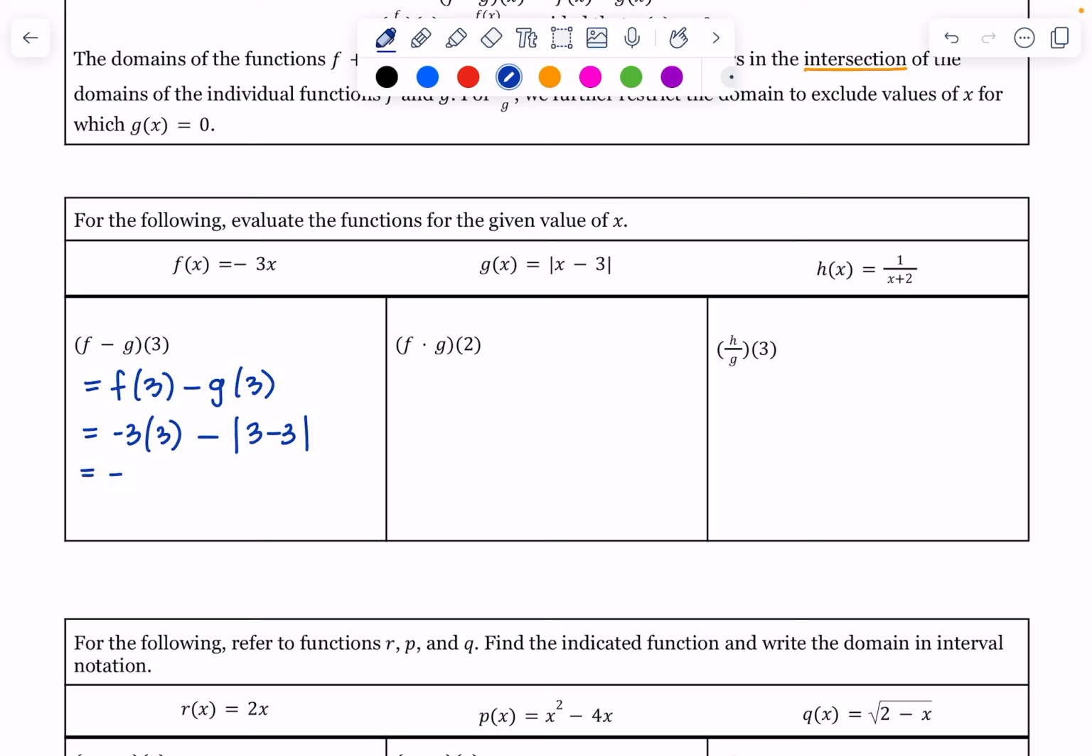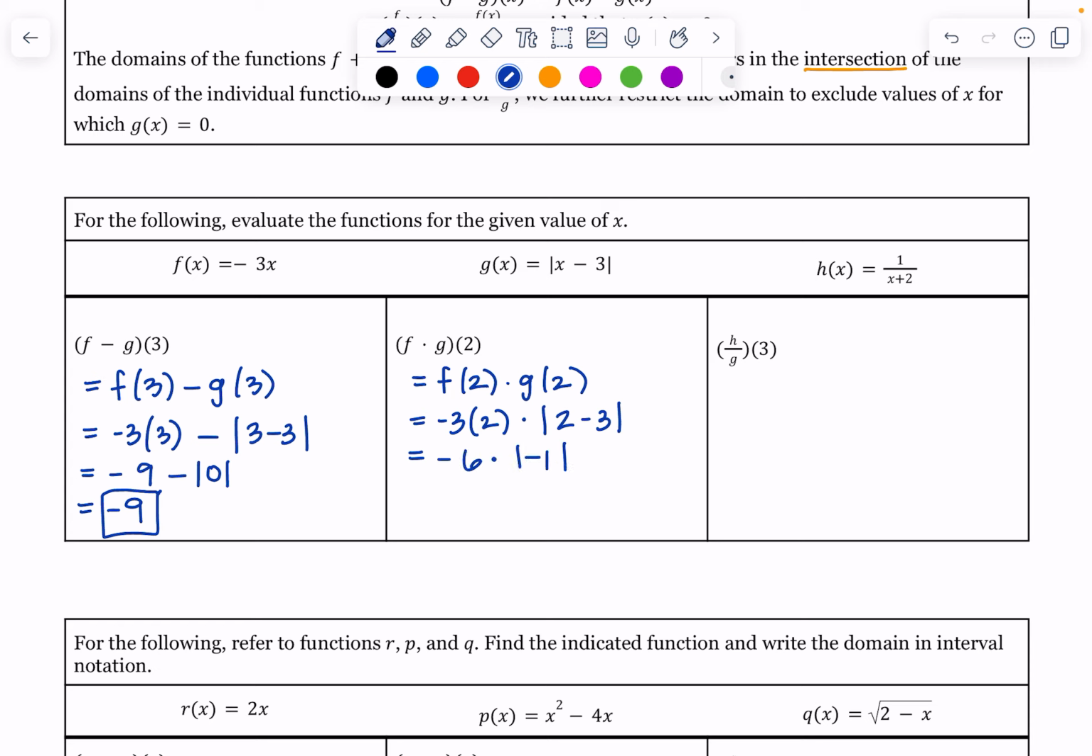When I simplify this, I get negative 9 minus the absolute value of 0. So this would just be negative 9. Okay. f times g of 2 would just be f of 2 times g of 2. So f of 2 would just be negative 3 times 2 times g of 2, which would be the absolute value of 2 minus 3. And then I'm going to simplify this, and I get negative 6 times the absolute value of negative 1, which is equal to negative 6 times just 1, or negative 6.